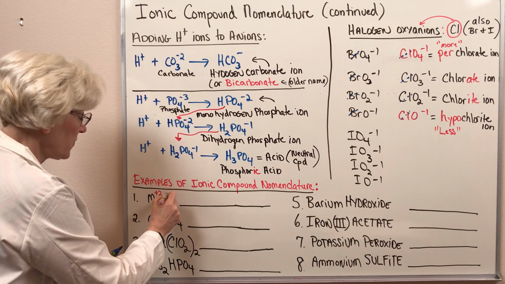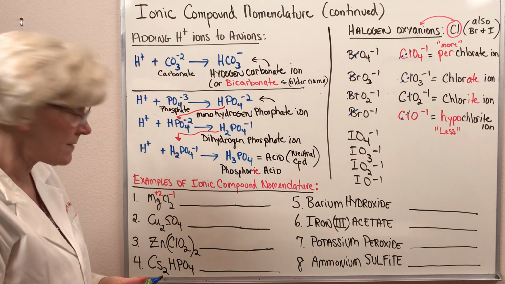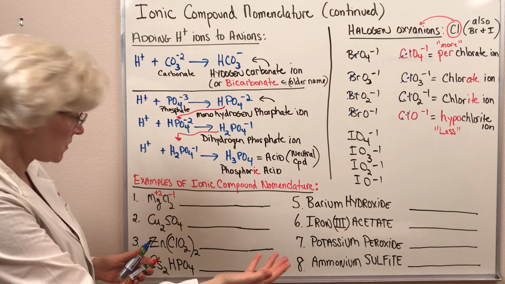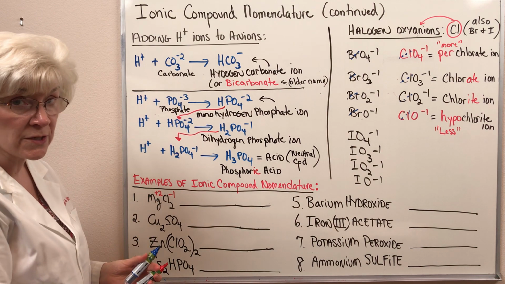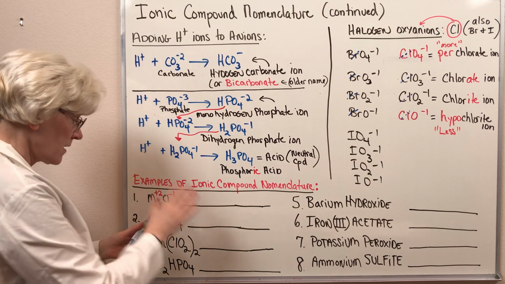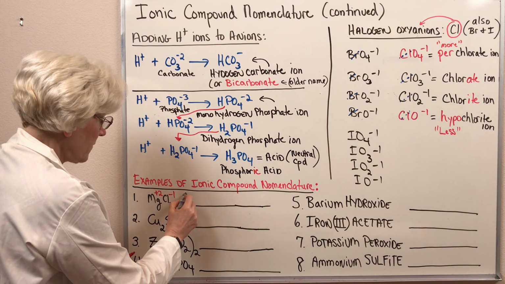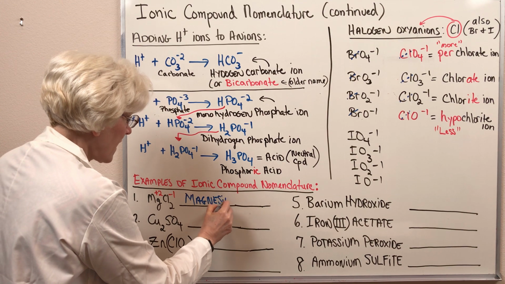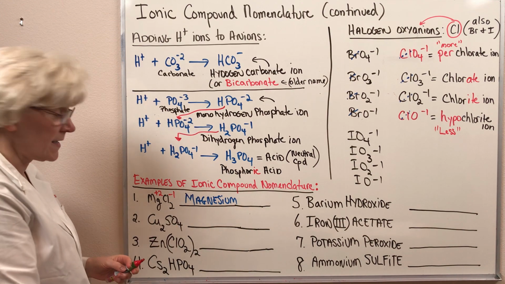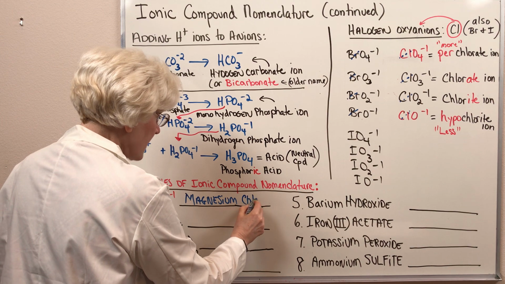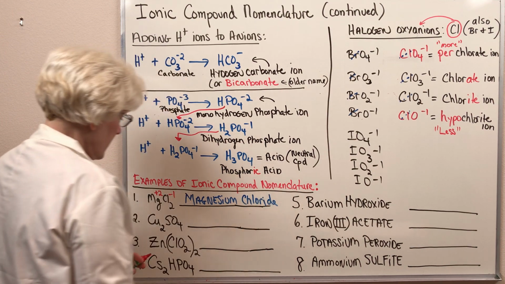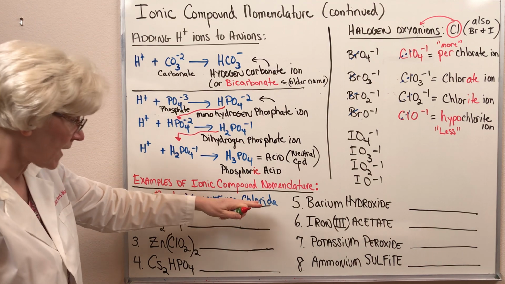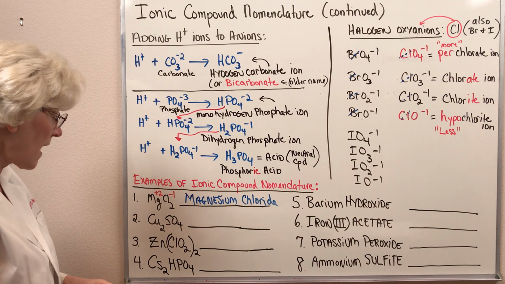Magnesium +2 as a cation, chloride -1, and checking the charges, 2 times a -1 is a -2, and that adds to the +2 to give us a neutral compound. So we're good with charge. And we would name this ionic compound by naming the cation first, magnesium, and then the anion last, chloride. So looking at this, we have the correct name, the correct spelling for this first ionic compound.